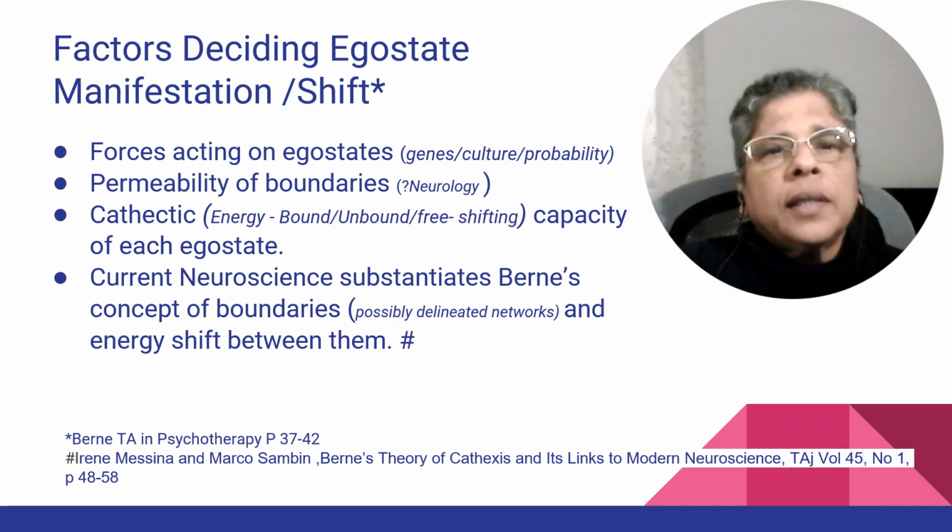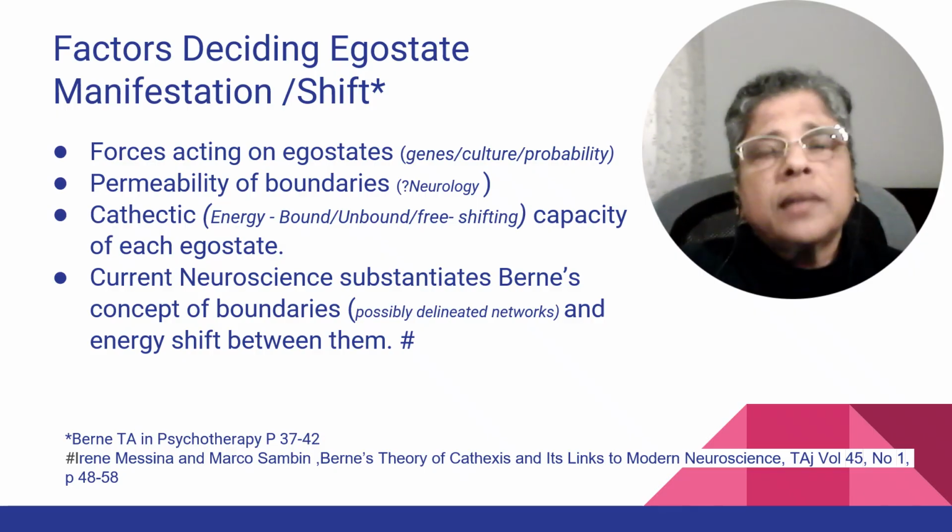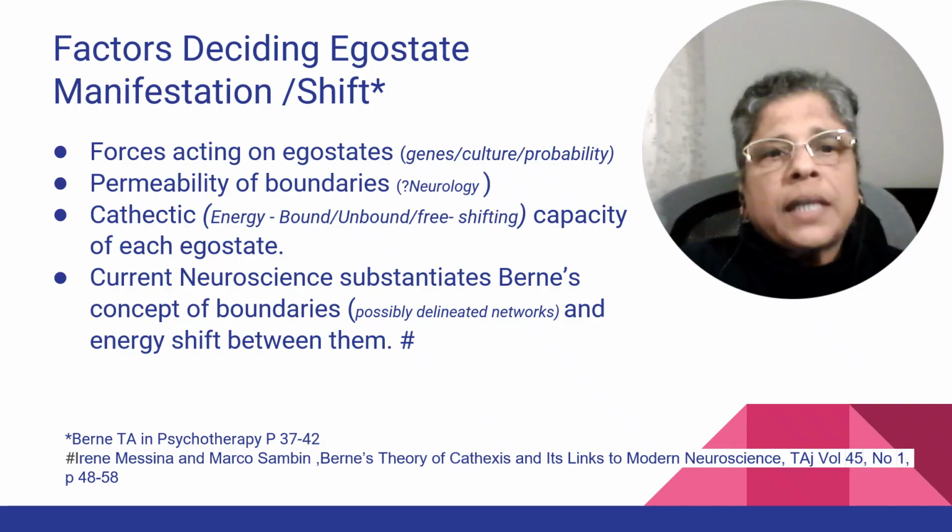Probably in his time he meant neurological elements. He even says in his writings that there is no evidence to say this, but it may once be proved. And today we know current neuroscience has some evidences to substantiate his concept. And he also implied the possibility of the energy dynamics between these different parts of the personality.